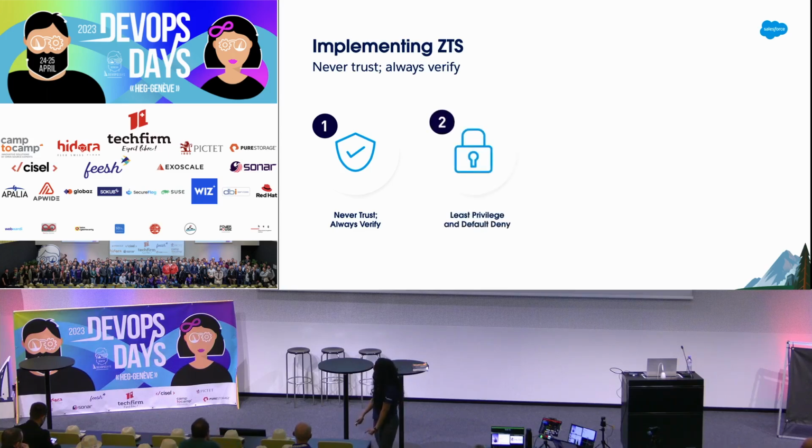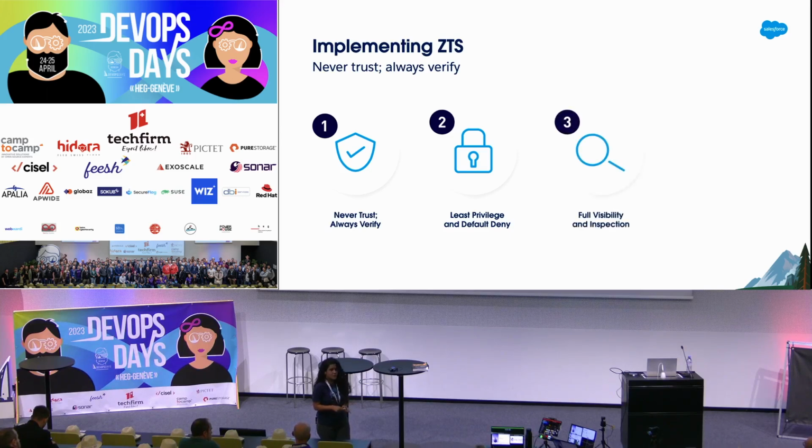The second one, least privilege and default deny. For this, definitely we are going to use the role-based access model. We are going to control how we give access to our APIs and who is having which kind of access. The third one is full inspection and visibility.